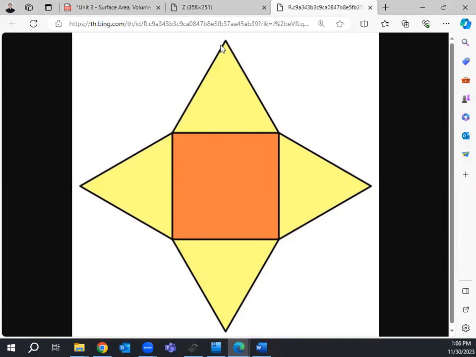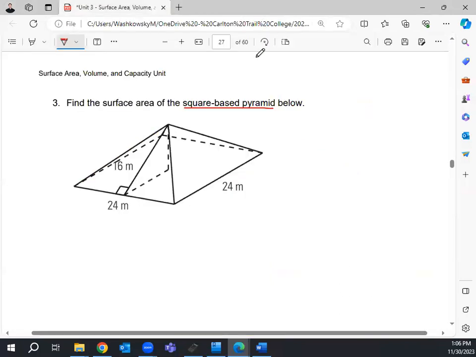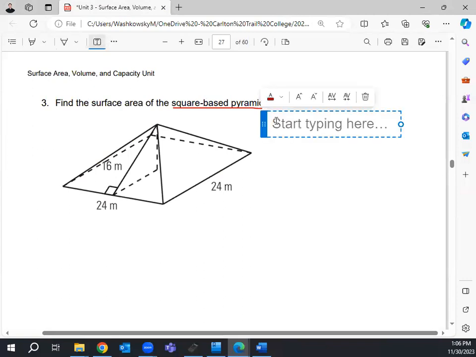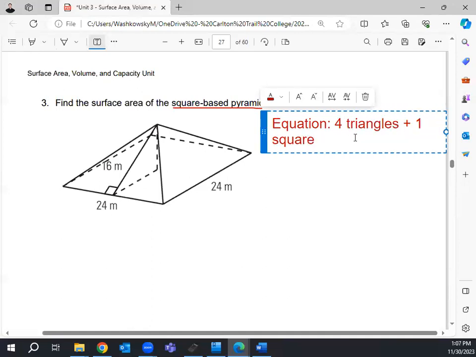So I don't need to individually calculate, okay, the north triangle, the east triangle, the south triangle, the west triangle. You find one, you know all 4 of them. So this is what our pyramid is. It's just a square and 4 triangles. So if I want to find the surface area of this, that's what's going to be my little equation. It's literally going to be 4 triangles plus 1 square.